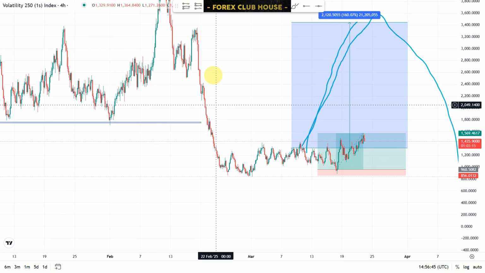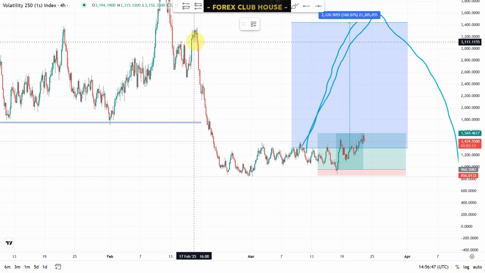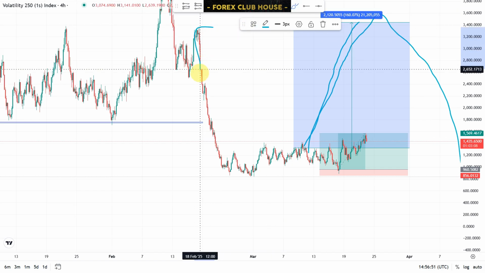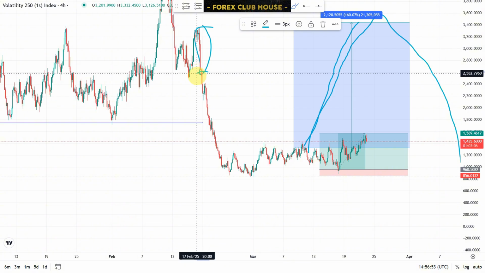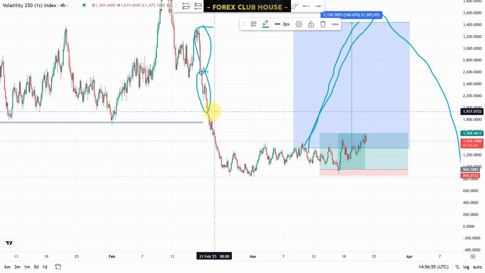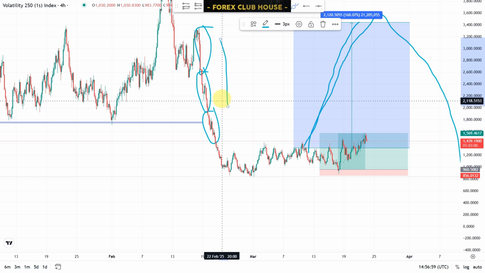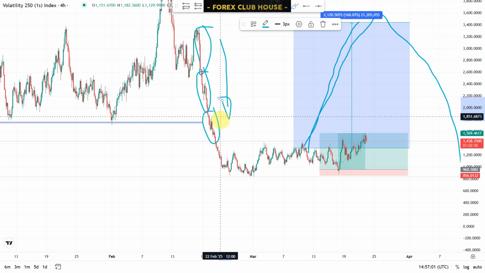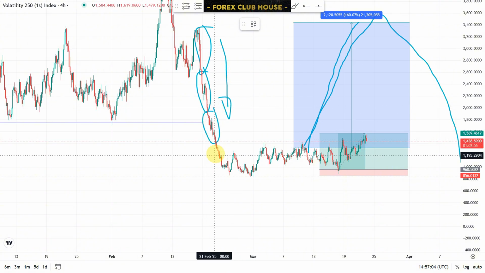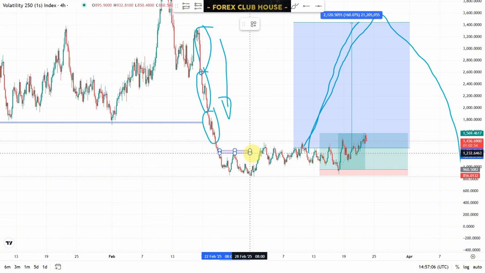On the 4 hour time frame right here, you can see the market was aggressively moving on a downtrend. You can see the market was moving very aggressively. It had no time. But this downtrend market that was moving on the 4 hour time frame came to an end when we got a shift of the market right here.